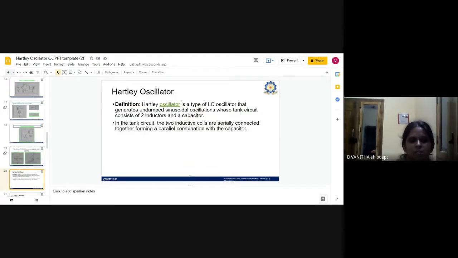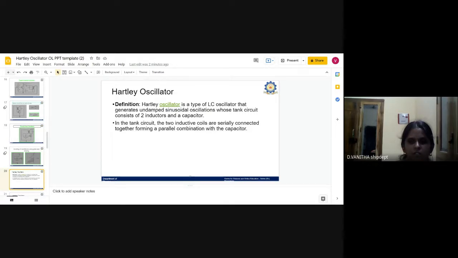So next we move on to the Hartley oscillator. Before that we saw the basics of oscillations. So the Hartley oscillator is a type of oscillator. This is using a parallel inductance and capacitor element, which generates undamped sinusoidal oscillations.